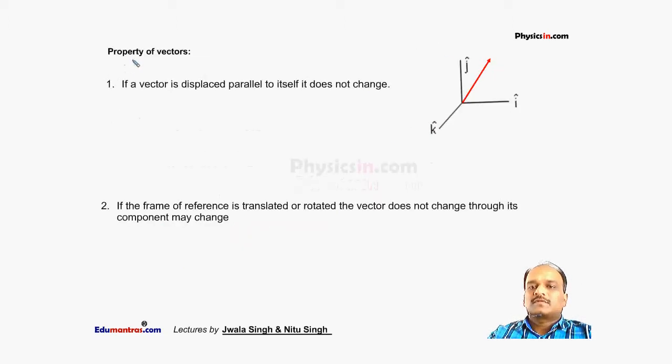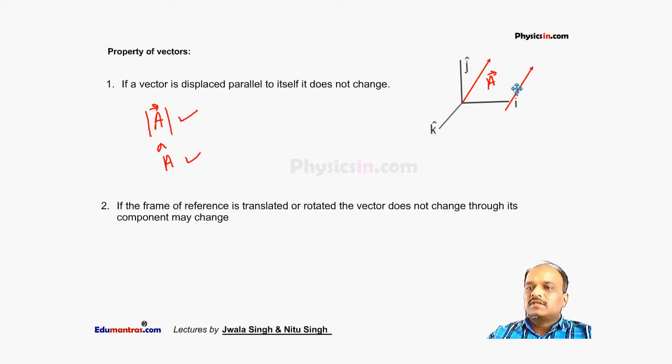Now, some properties of vectors. First, if a vector is displaced parallel to itself, it does not change, because as we know a vector is made up of magnitude and direction. If the magnitude and direction of the vector are the same, suppose I move this vector in this direction, this is vector A. It is made up of two things: one is magnitude and the other is direction. If I move this vector from this point to this point, this vector will remain the same because its magnitude is the same, its direction is the same.